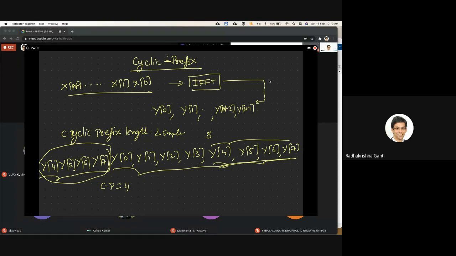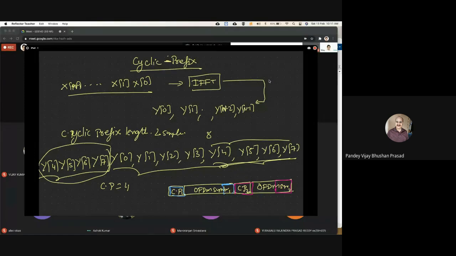Your OFDM symbol now, this is the original OFDM symbol, and you also have something called cyclic prefix. So how are you going to transmit? You transmit cyclic prefix 1, OFDM symbol 1, cyclic prefix 2, OFDM symbol 2. For the first cyclic prefix, what did you do? You copied, so this and this part are the same. Similarly, this and this part are the same. So you're effectively increasing your symbol duration. For every symbol, can we have a different kind of CP?